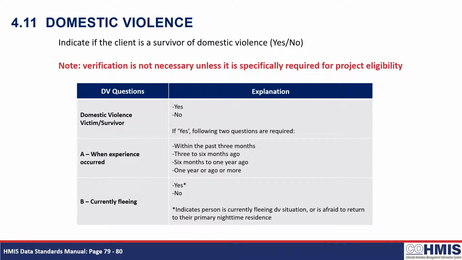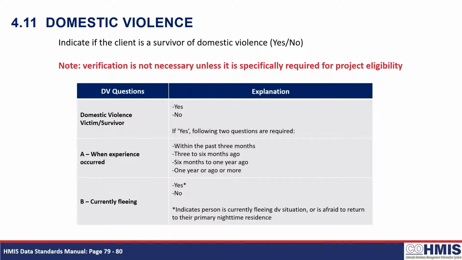So this program-specific data element is asking whether heads of household and adult members of the household are survivors of domestic violence. So yes or no. It's important to note that verification is not necessary unless it is specifically required for project eligibility. This is sensitive information, and we want to be cognizant of that fact.